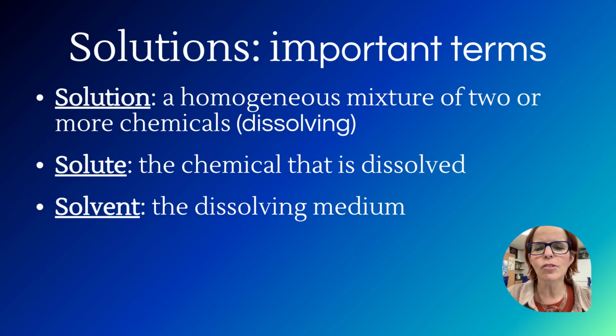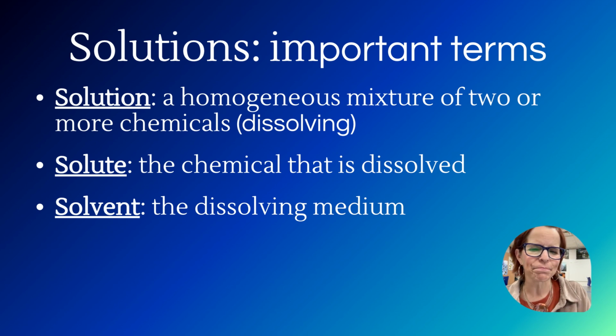99.999% of the time, the solvent is actually water. We call water the universal solvent. Almost everything in chemistry is dissolved in water when it's a solution. All right, and you need to know those terms, so write them down as needed. Pause me whenever you need to.